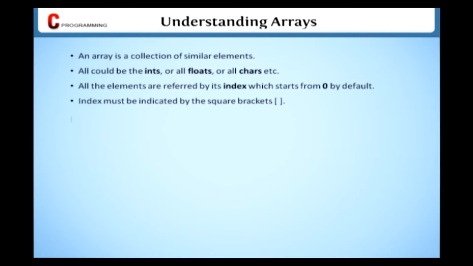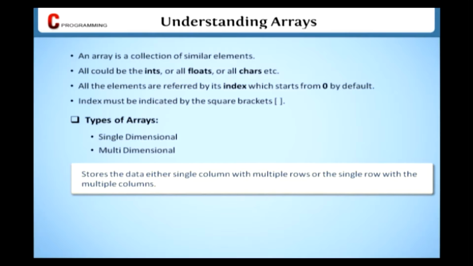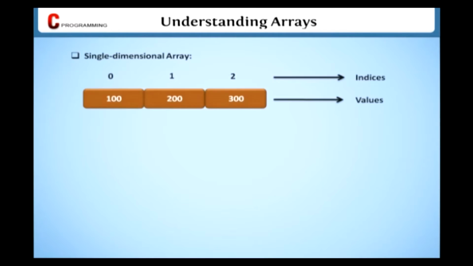An array is classified into two major types. They are single-dimensional and multidimensional. A single-dimensional array stores the data in either a single column with multiple rows or a single row with multiple columns. Here's the figure which shows the single-dimensional array. In this image, you can see the indices and values that are stored in the array, because each element of an array can be accessed through its index.